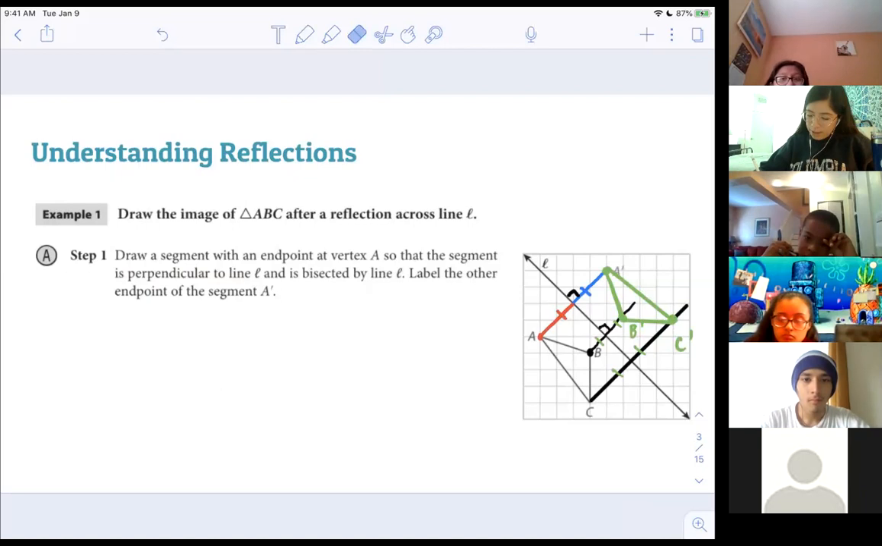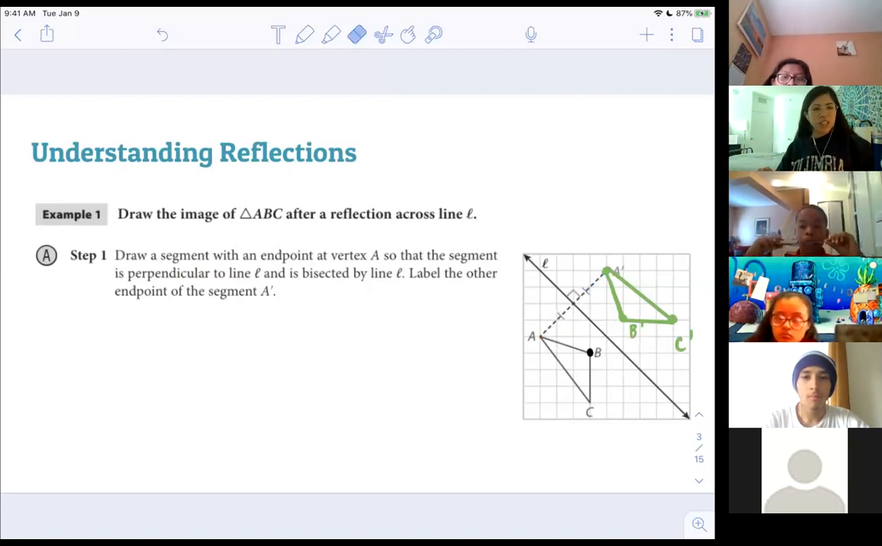All right, I'm going to delete all of the extra stuff so that you guys can more clearly see just the image and the pre-image. Does that look pretty good? Did I do a good job?